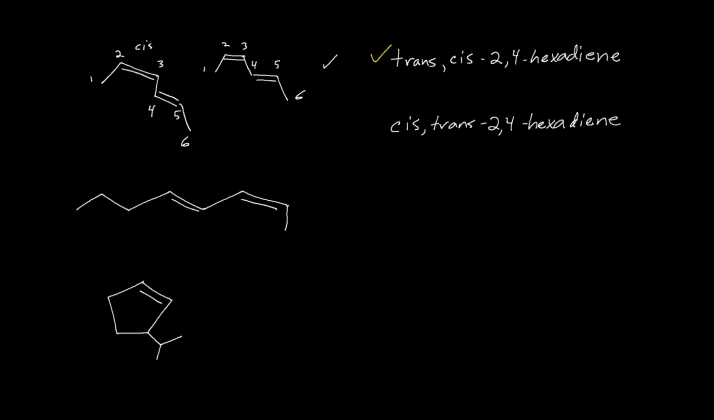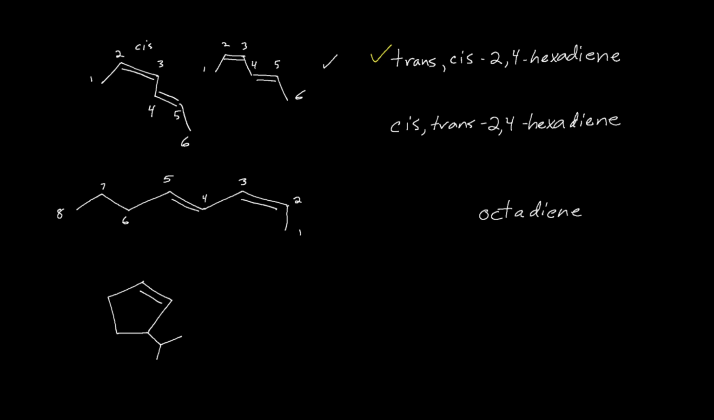What about this one here? 1. No, we don't want to start numbering there, right? Because that would give these alkenes numbers of 1, 2, 3, 4, 4, and 6 rather than the other direction. So 1, 2, 3, 4, 5, 6, 7, 8. So this is a 2,4-diene.